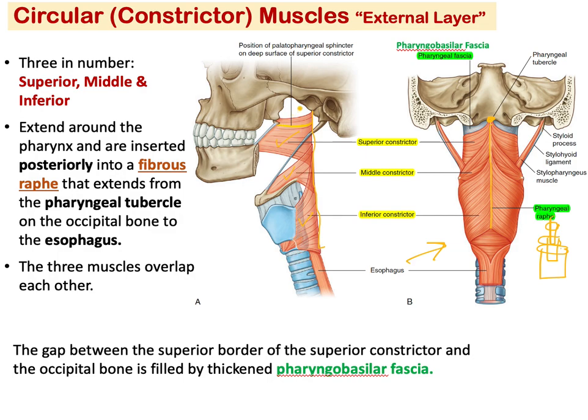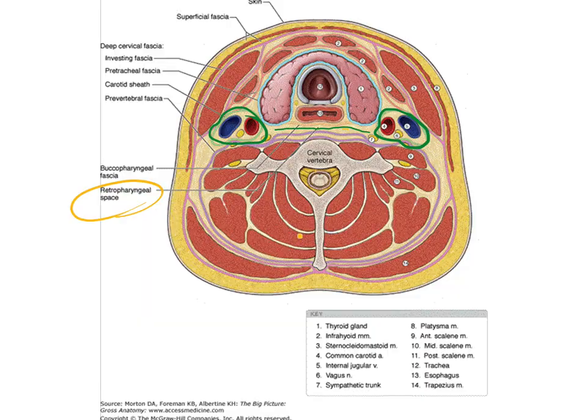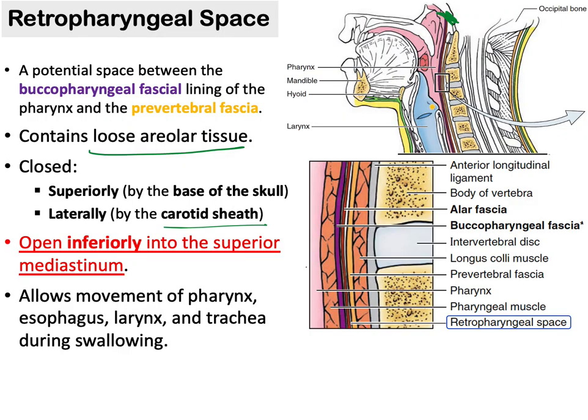But anyway, the gap between the superior border of the superior constrictor muscle and the occipital bone of the skull is filled by, as I mentioned earlier, the pharyngobasilar fascia. You may remember the pharyngobasilar fascia. Here is the pharyngobasilar fascia that extends up to close this gap, right?